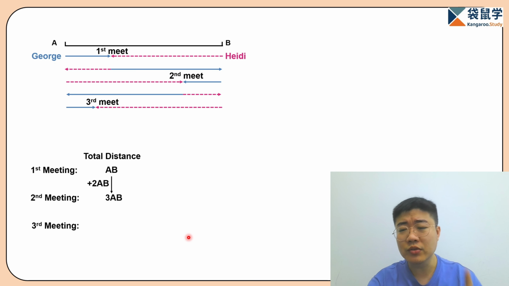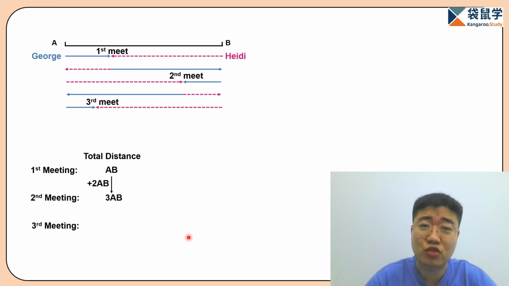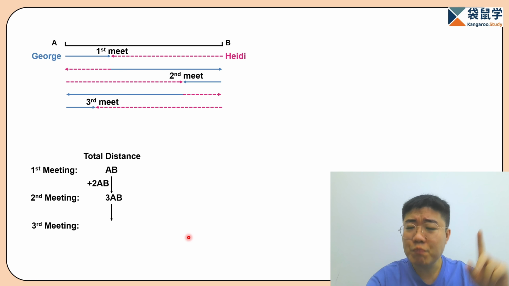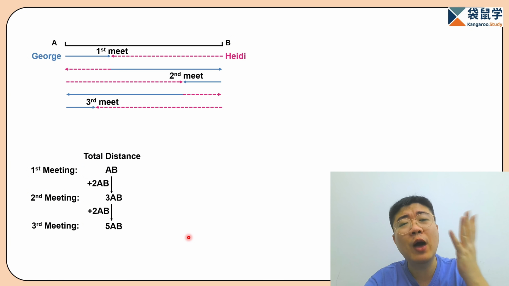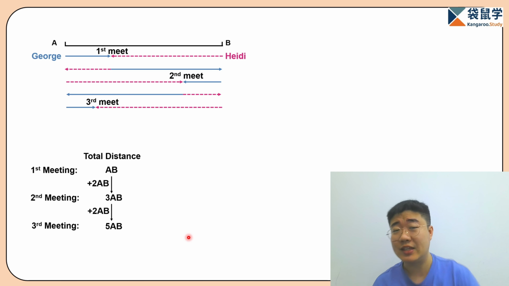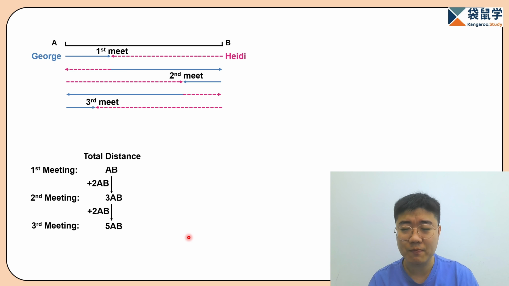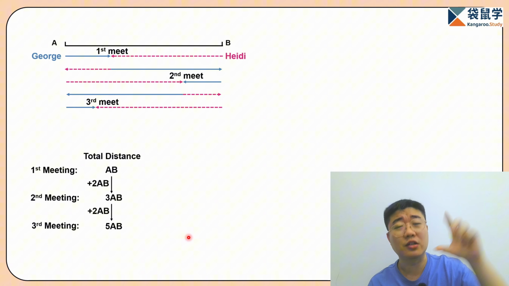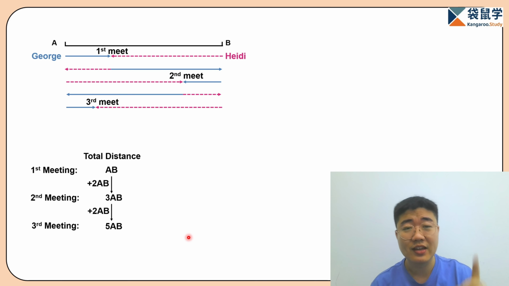Now, let's move on to the third meeting. From the second meeting to the third meeting, how many additional AB are traveled here? Oh, we are going to see that there's another 2 AB. So plus 2 more AB, we will get now this is 5 AB. So now if we want to find the respective distance traveled by George and Heidi, so each of them will be times 5. It's a 5 times the distance where they travel when they first met each other. So now we're going to realize that every time they met again, the total distance traveled, it will be plus 2 times of the distance between the 2 points A and B.